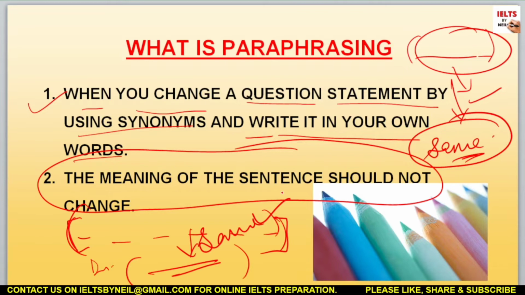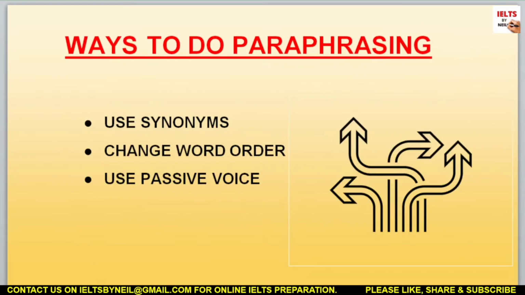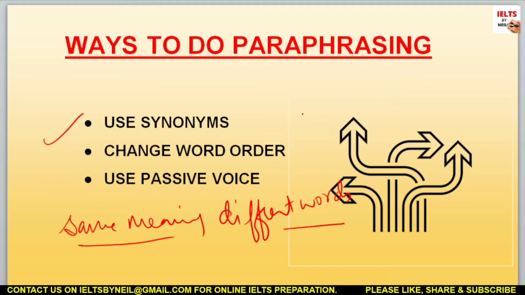Now let's see how we have to do the paraphrasing. What are the steps, or what are the process, or what are the factors that are responsible for paraphrasing? So if you have a look here, these are some ways, which you can go for paraphrasing. For example, number 1 is use synonyms. Synonym means same meaning but different words. For example, let me give you an example.